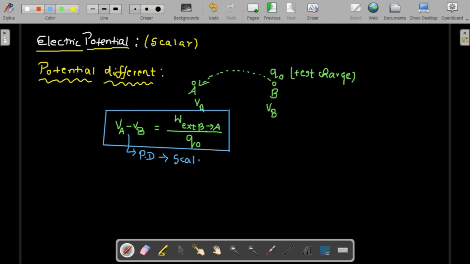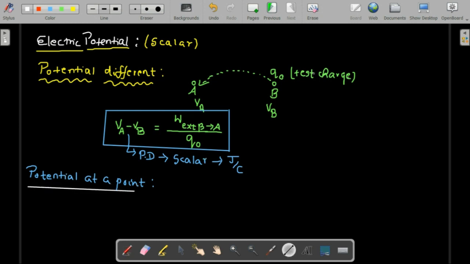This is a scalar quantity, and of course the unit is work done, the unit is joule, and charge, the unit is coulomb. So joule per coulomb is the unit. So this is the idea behind potential, but we can also find out the potential at a point. Now let's look into the idea of potential at a point from simply looking into the different definition of potential difference.